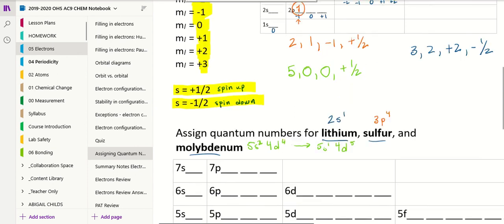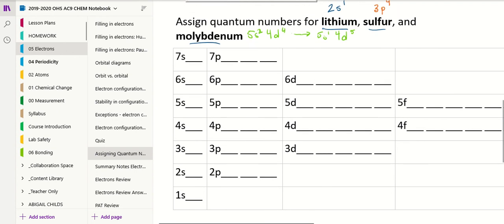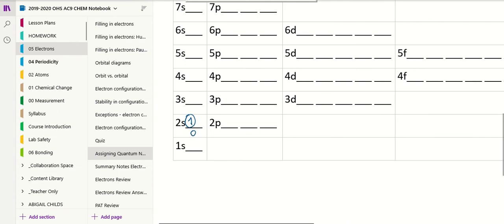So, let's take a look at lithium first. 2s1. 2s, spin up. So here we are filling in that last electron in the 2s, spin up. So, for lithium, energy level, 2. S sublevel is 0. It's a 0 for the orbital. And spin up, so plus 1/2.